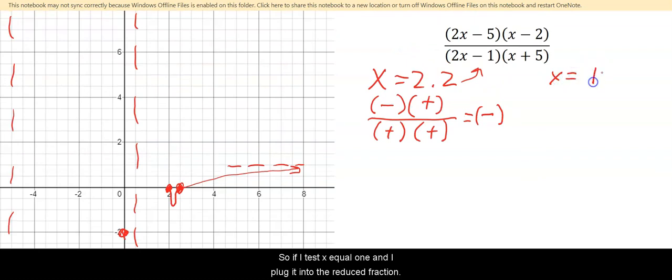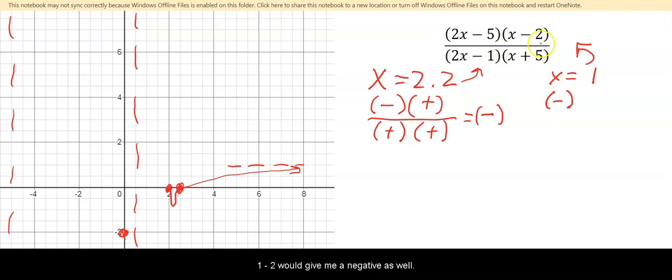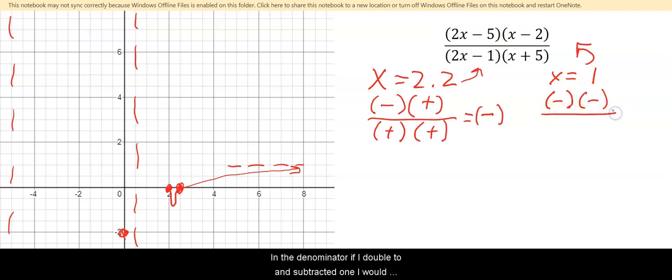So if I test x equals 1 and I plug it into the reduced fraction, 1 times 2 is 2, minus 5 would be negative. Again, I'm not looking for an actual number. I'm looking for above the x-axis or below, positive or negative. 1 minus 2 would give me a negative as well. In the denominator, if I doubled 2 and subtracted 1, I would still have a positive. If I add 1 to 5, I have a positive.